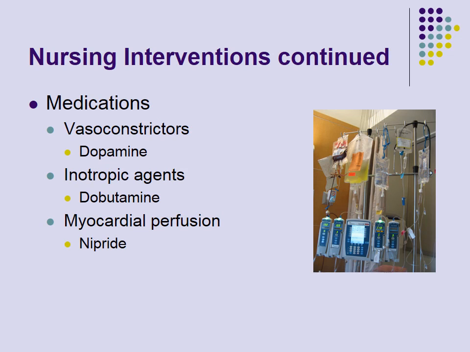Other things that we can do besides surgery for our patients is medications. Vasoconstrictors are a good choice for our patient. It will help our mean arterial pressure. It also increases our O2 perfusion. Some of the drugs that we use in this category are dopamine and Levophed. The problem we have to worry about with these drugs is that they cause severe vasoconstriction, and so they have perfusion that is very compromised in the peripheral tissue.